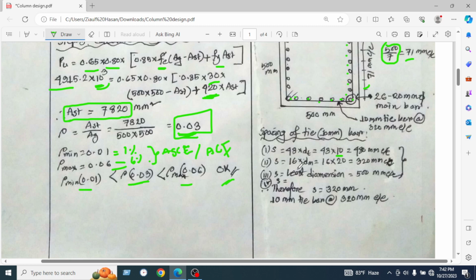And second, S equal to 16 into dm. Dm equal to diameter of main bar. Diameter of main bar we have used 20. So we have found 320 millimeter center by center.